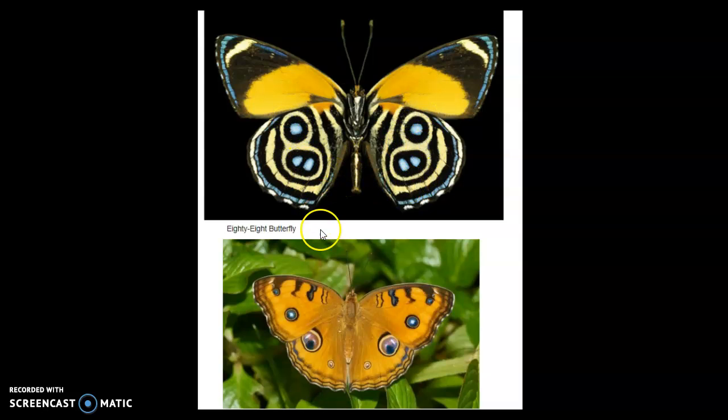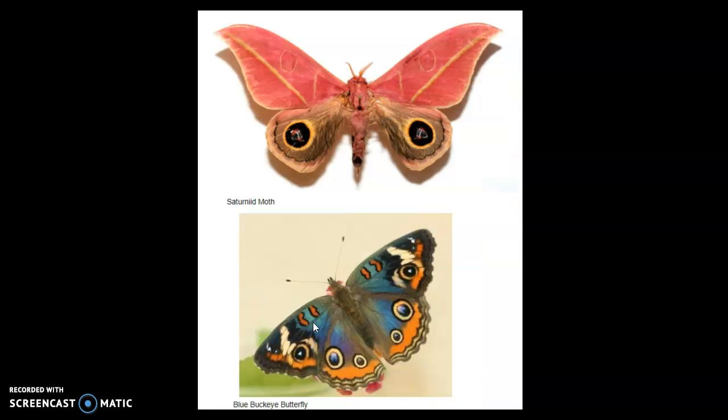6. And this butterfly has 4 spots on each wing. If it has 4 spots on each wing, how many spots does it have total? 8. And then we have 2 more to show you. This one is called the Saturnaid Moth. The Saturnaid Moth has 1 spot on each wing. If it has 1 spot on each wing, how many spots does it have total?